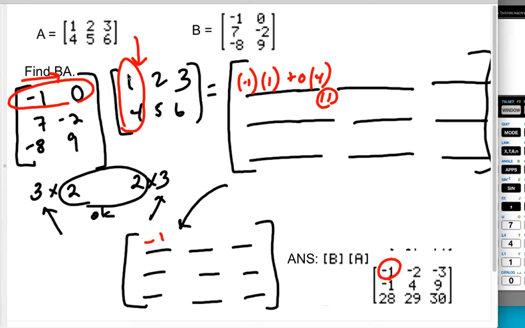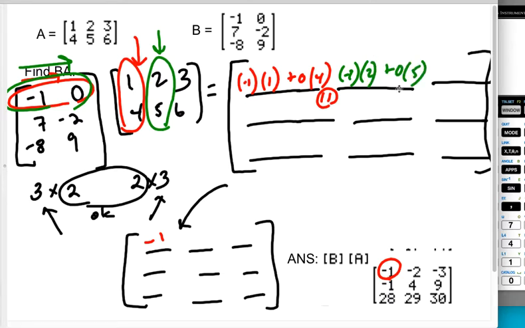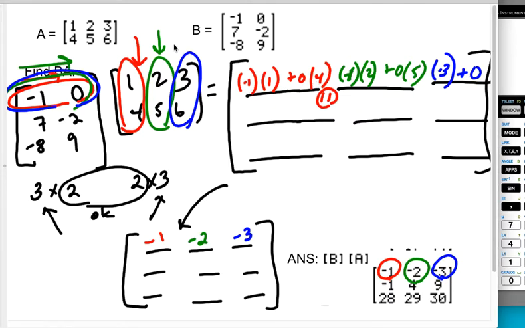For the next spot, I'm still going to use row 1, but I'm now going to use column 2, right? And I work my way across and down. So -1 times the 2 plus a 0 times the 5. Well, that's going to be a -2 plus 0, which is totally a -2, and that's exactly what we have here, right? For the last spot, again, row 1, now I use column 3. So -1 times 3 is going to be a -3, and 0 times 6 is going to be a 0, so sure enough, I get a -3, and that's exactly what's here. If you wanted to write it out as all of them, you certainly can.